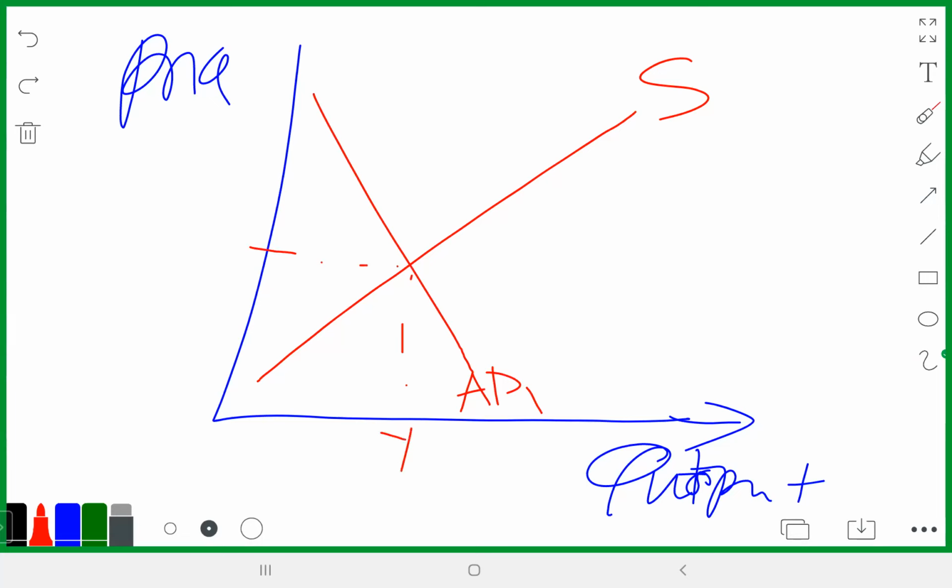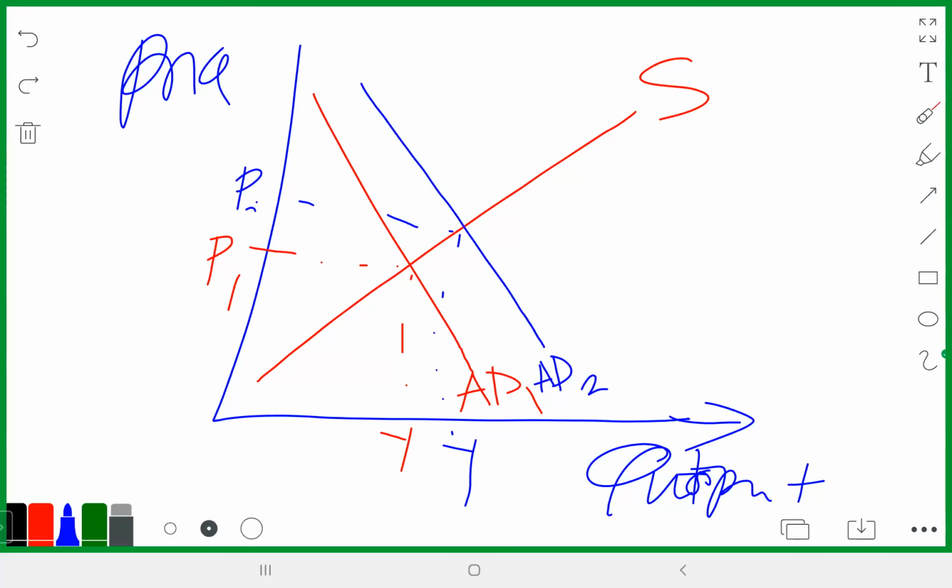You have Y1 and the price P1. When demand increases, aggregate demand has increased to AD2, that is aggregate demand 2. Check what happens. Output increases, also the price increases to P2, right? And also, if again aggregate demand is to increase to AD3, as aggregate demand is increasing, you can see that the general price level is increasing as well.